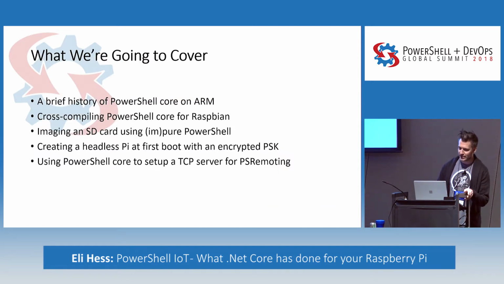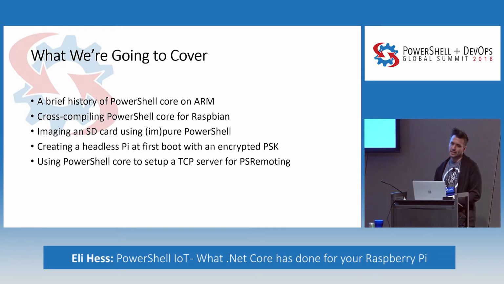Today, what we're going to cover is a brief history of PowerShell Core on ARM, according to me. Cross-compiling PowerShell Core for your Raspbian, imaging an SD card using semi-pure PowerShell, creating a headless Pi at first boot with an encrypted PSK, just using .NET, and then using PowerShell Core to set up a TCP server for some sort of janky PS remoting. As you can tell, most of the things we're doing today have a little bit of a qualifier on them, like all home automation should.